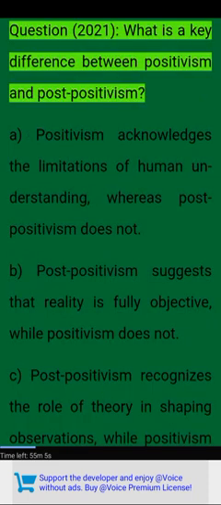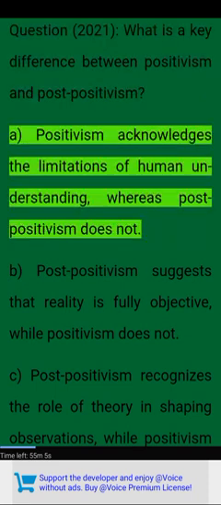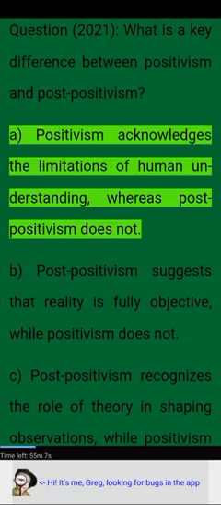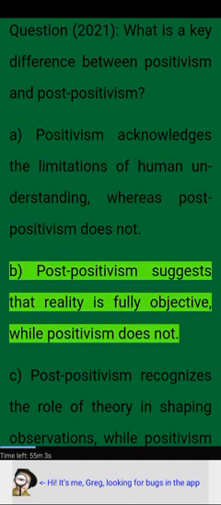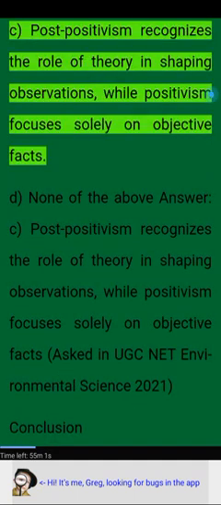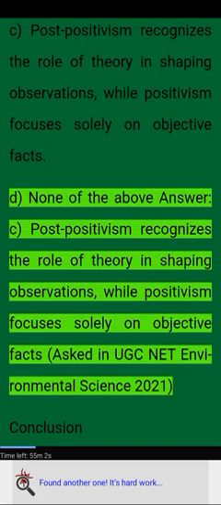Question 2021. What is a key difference between positivism and post-positivism? A. Positivism acknowledges the limitations of human understanding, whereas post-positivism does not. B. Post-positivism suggests that reality is fully objective, while positivism does not. C. Post-positivism recognizes the role of theory in shaping observations, while positivism focuses solely on objective facts. D. None of the above. Answer: C. Post-positivism recognizes the role of theory in shaping observations, while positivism focuses solely on objective facts. Asked in UGC NET Environmental Science 2021.